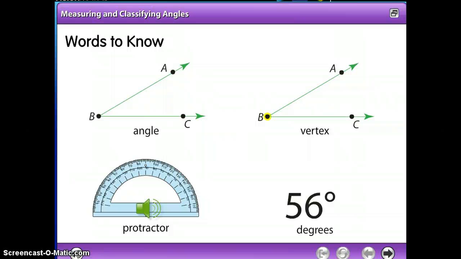The vertex of the angle, which is this word right here, is always the point where the 2 lines or rays come together. That is always going to be the middle letter or point of your angle when you name it. So you would say angle ABC, or you can say angle CBA, as long as B is the center point.